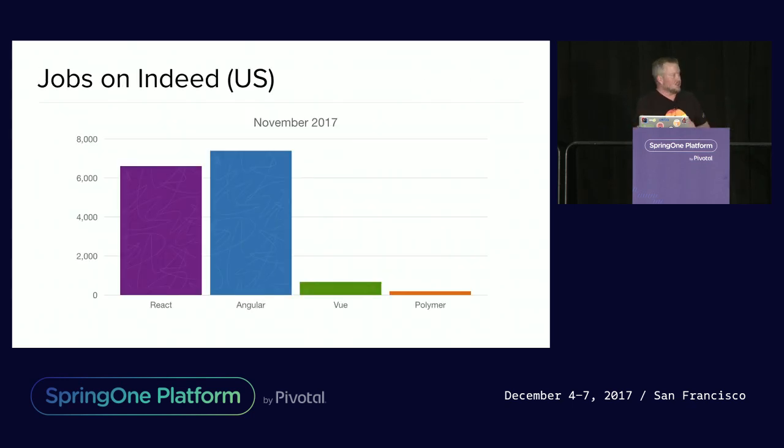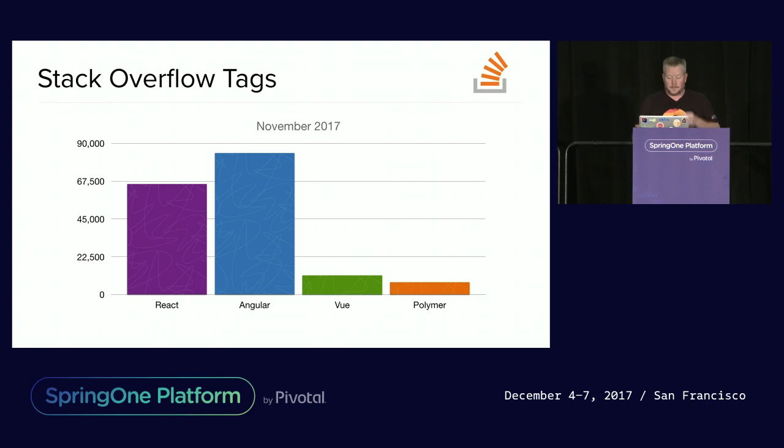But I also like to look at jobs. So this is on Indeed.com in the US. You can see that React is catching up to how many people are hiring for Angular. And I think Angular has the advantage of they changed the name, they changed the framework, but they just shortened the name. So AngularJS could show up here as well. But you'll see Vue and Polymer, really not a lot of people hiring for that right now.